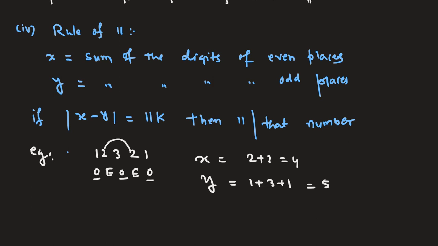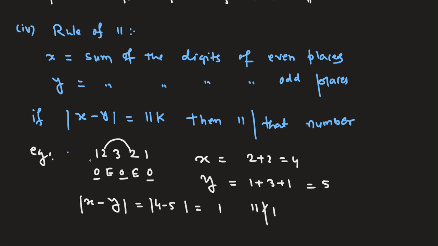Okay now, what we notice is that this difference x minus y, modulus of 4 minus 5, is also 1. So 11 does not divide 1, so therefore the whole number is not divisible by 11. Okay, now let me check the result once again. Something I think I have done wrong. Let me check.